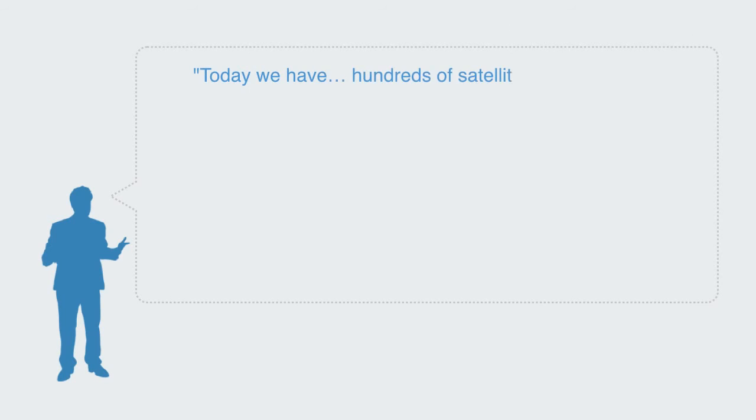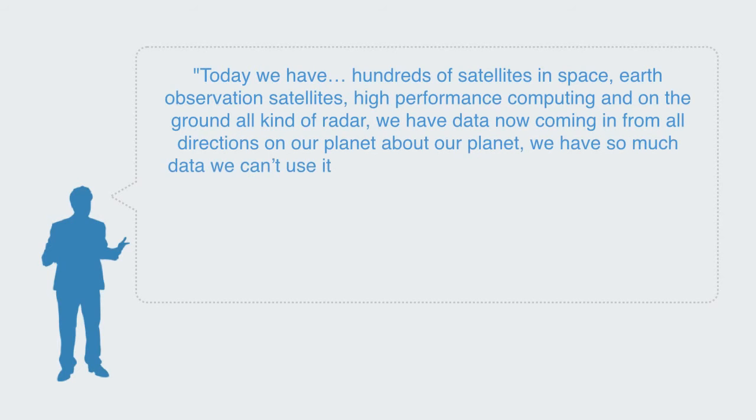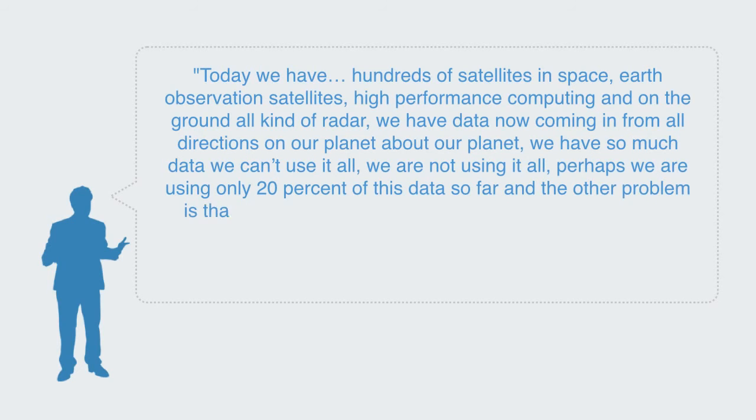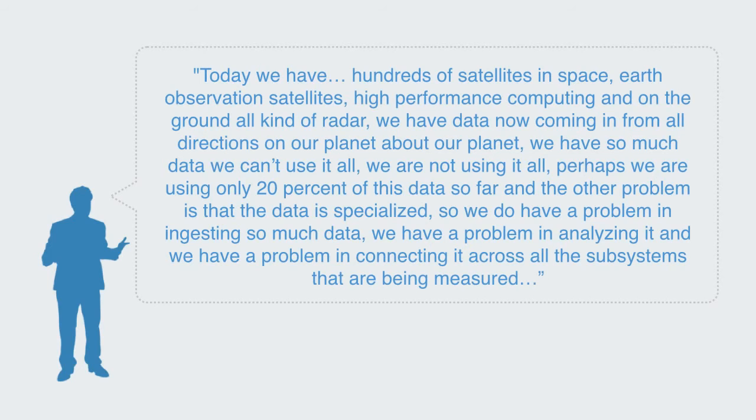Today, we have hundreds of satellites in space, Earth observation satellites, high-performance computing, and on the ground all kinds of radar. We have data now coming in from all directions on our planet about our planet. We have so much data we can't use it all. We're not using it all. Perhaps we're using only 20% of this data so far, and the other problem is that the data is specialized. So we do have a problem in ingesting so much data. We have a problem in analyzing it, and we have a problem in connecting it across all the subsystems that are being measured.